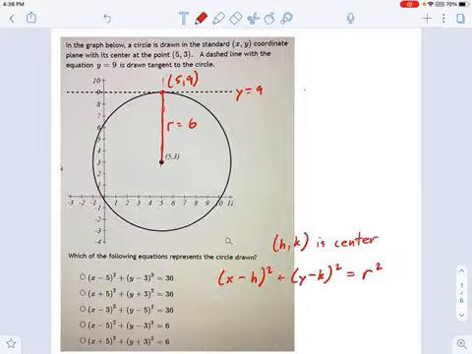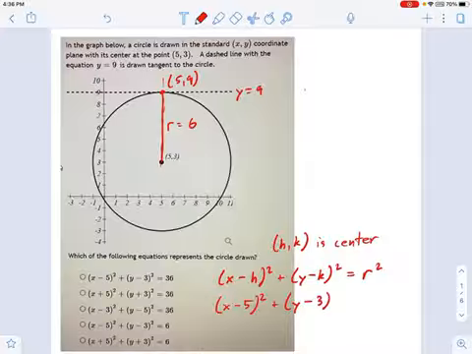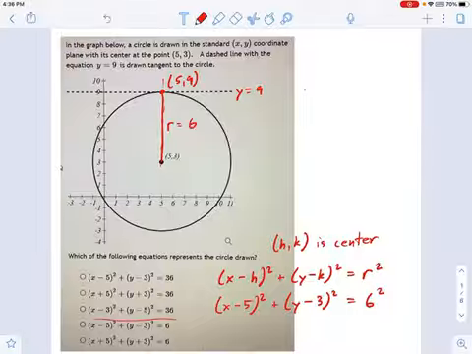So let's just put our center into this equation and see what we get. We get (x minus the x coordinate of the center, that's 5) squared, plus (y minus the y coordinate of the center, that's 3) squared. And that equals r squared. Careful, this is not 6, right? This is r squared, that's 6 squared, or 36. So look down this list, you see we've got one option right here. And all the other options are distractors of very typical kinds.